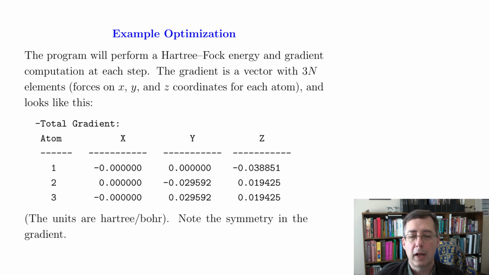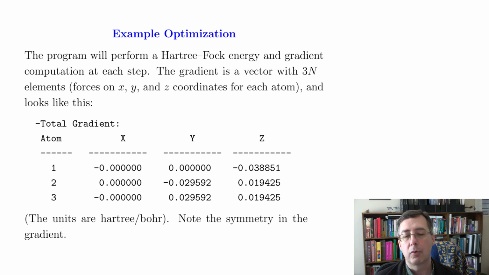All right, so now we'll just say a little bit about what happens next. The program goes off and gets a Hartree-Fock energy. Then it computes the gradient of that energy with respect to the nuclear displacements. And that gradient vector, as we mentioned before, is a vector of length 3n because I can perturb each of the n atoms in the x, y, or z direction.